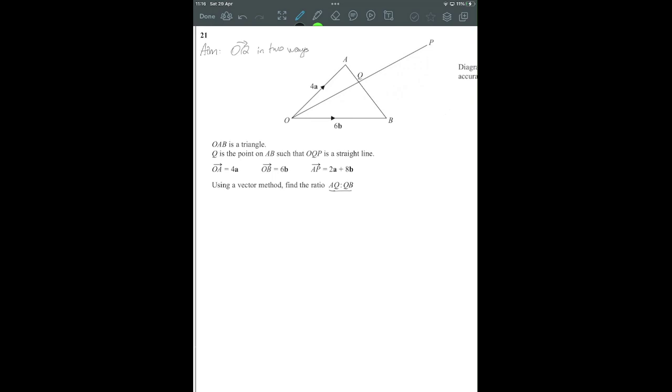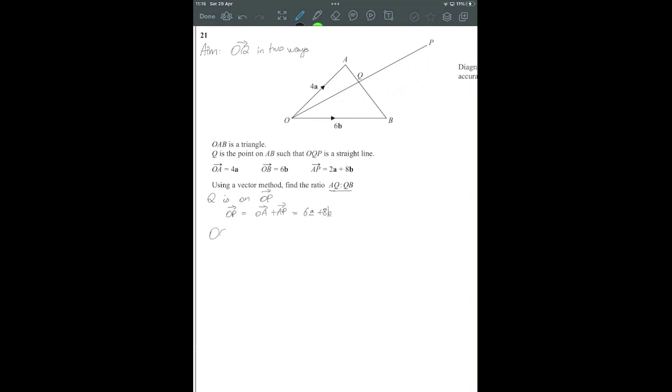So to start with, we can notice that Q is on OP. We don't know how far along, but Q is on OP. So let's try and find the vector OP. So OP is, well, O to A plus A to P. We've been given both of those already. So let's add the 4A and the 2A plus 8B. So that's 6A plus 8B.